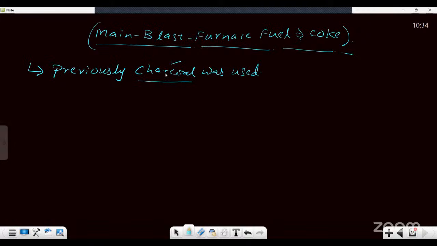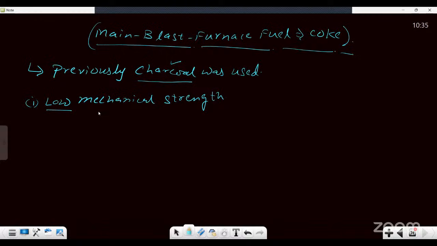Can any one of you say what can be the reason why charcoal could not be used? So charcoal could not continue because charcoal had low mechanical strength. See, inside the blast furnace, when the reduction reactions are taking place, reduction reactions are obviously important, but apart from that, another thing is also very important. And what is it? That is to support the overlying burden.